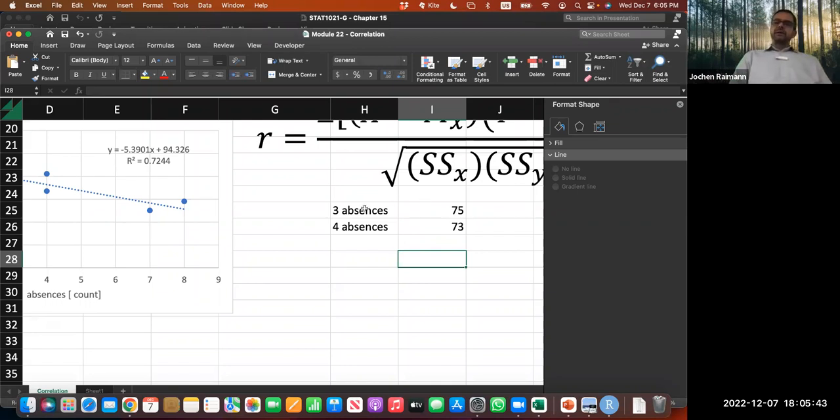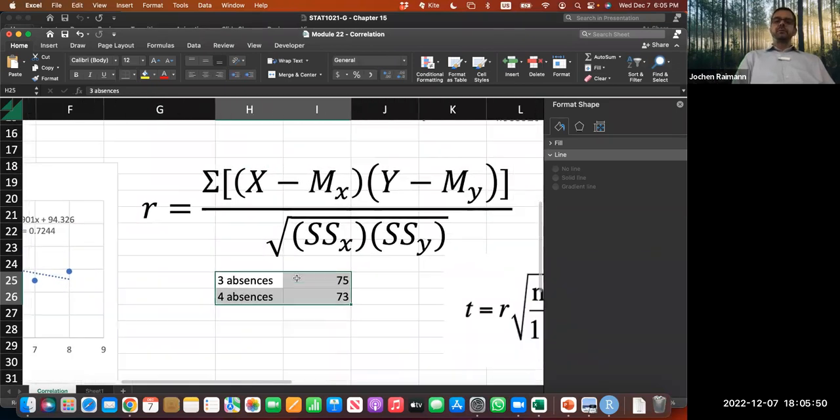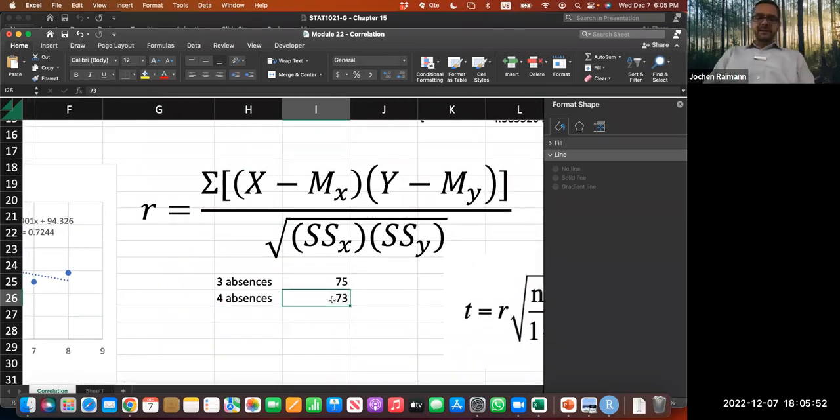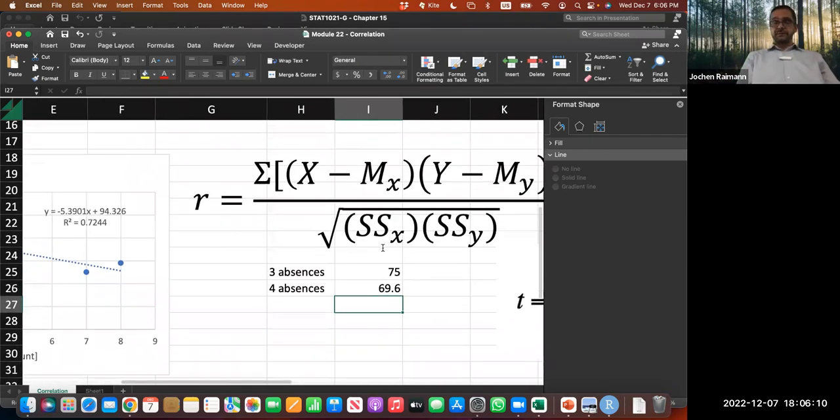So we're looking now at 2 values, and no, actually, not good. It should be 5.4. So let's see, our 4 absences are now 69.6. So that's the decrease. That's the decrease from 3 absences with 75% to 4 absences, decreasing by the slope that we have in our linear function.